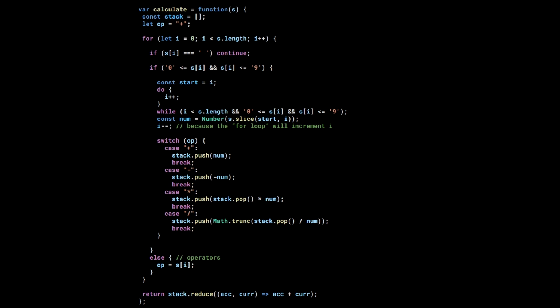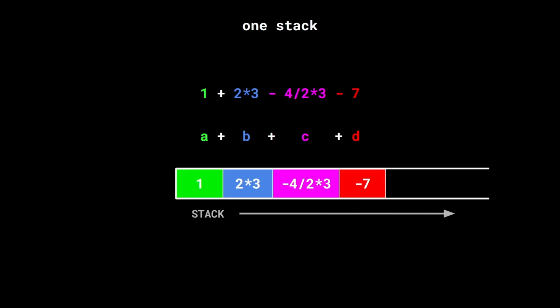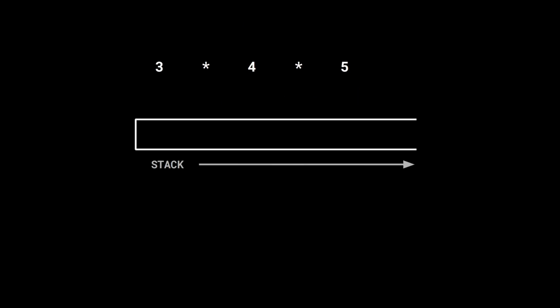And that's it. Now, if we pay careful attention to what the stack is doing, we can realize that we don't actually need to use a stack. First, whenever we construct a term, we only store one number at a time. For example, if we have the expression 3 times 4 times 5, then we will push 3, then we pop 3. We then push 3 times 4, which is 12, then we pop 12 and push 12 times 5, which is 60. So we could do all of this work in one variable.